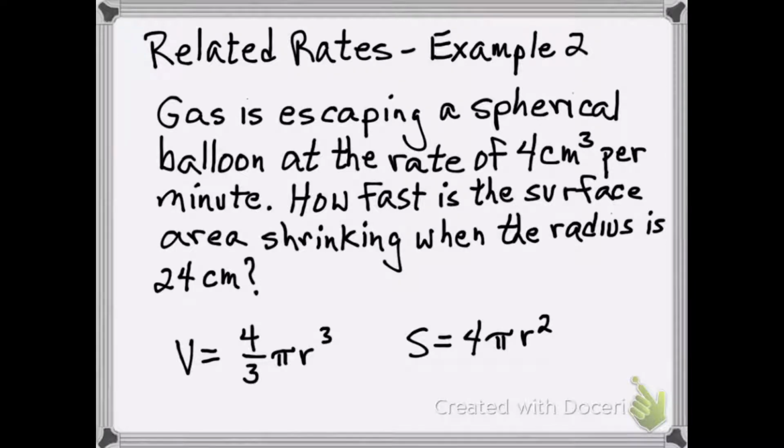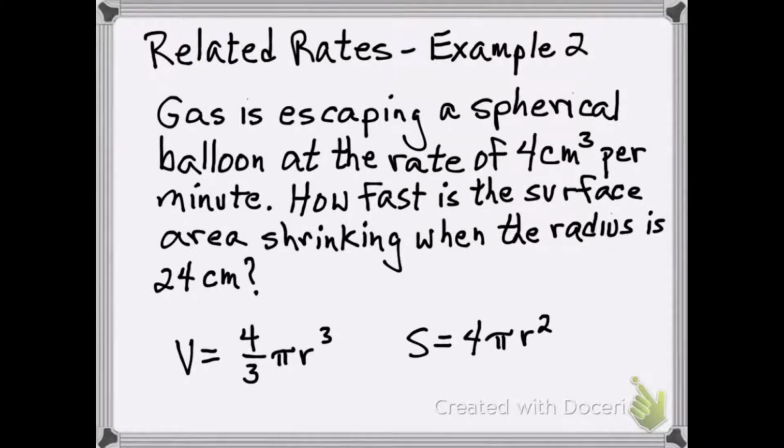Here's a second example of a related rates problem. This problem says that gas is escaping a spherical balloon at the rate of 4 cubic centimeters per minute. How fast is the surface area shrinking when the radius is 24 centimeters? So we recall that the formula for the volume of a sphere is 4/3 pi r cubed, and the formula for the surface area of the sphere is 4 pi r squared, where r is the radius of the sphere.